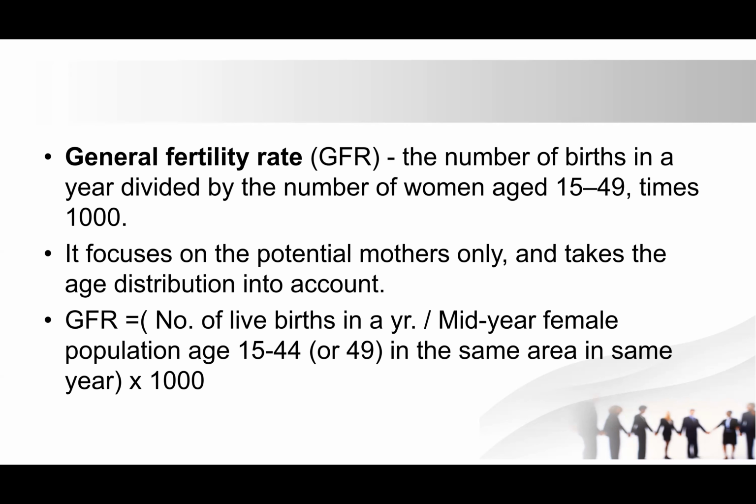General fertility rate: the number of births in a year divided by the number of women aged 15 to 49, times a thousand. It focuses on the potential mothers only and takes the age distribution into account. General fertility rate is equal to the number of live births in a year over the mid-year female population aged 15 to 49 in the same area in the same year, multiplied by 1000.